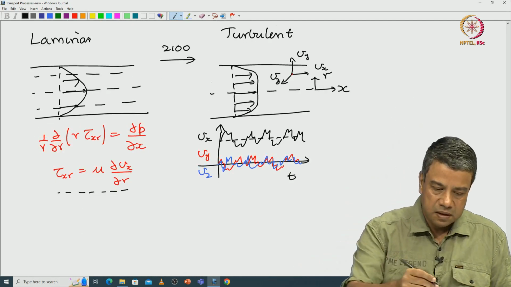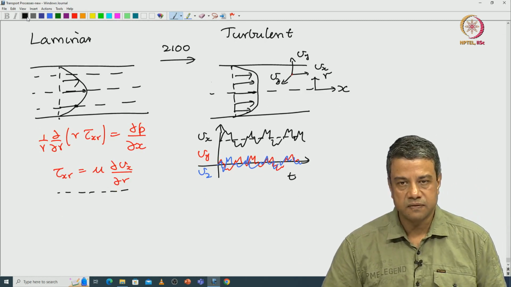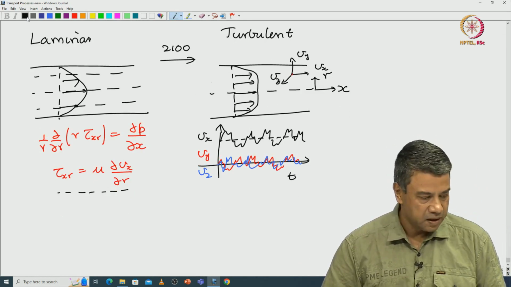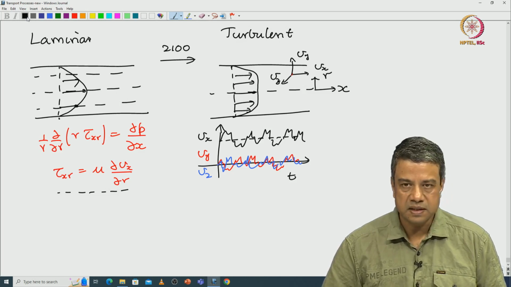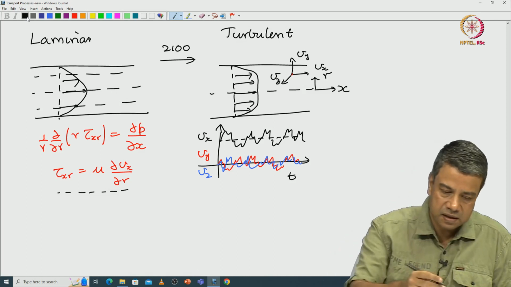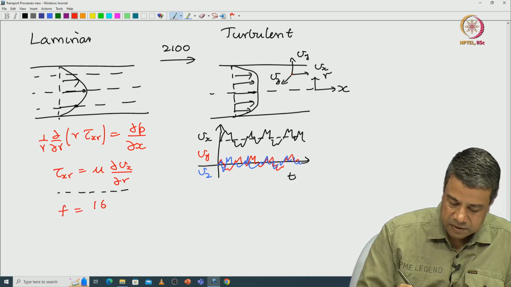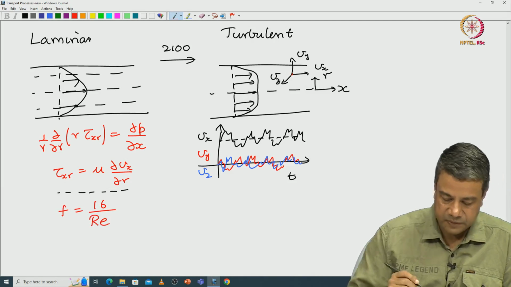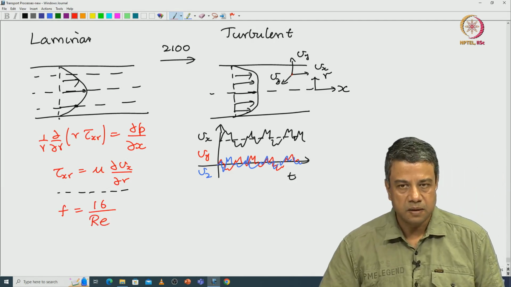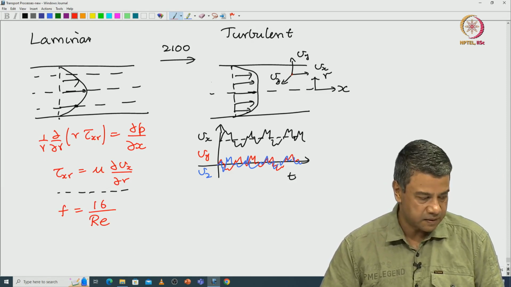The exact nature of turbulence in these kinds of flow is not yet understood. However, what we do know is that the friction factor in a turbulent flow is much higher than that in a laminar flow. Recall that the friction factor in the laminar flow was given by 16 by Re. In a turbulent flow, we only have approximate expressions for the friction factor.